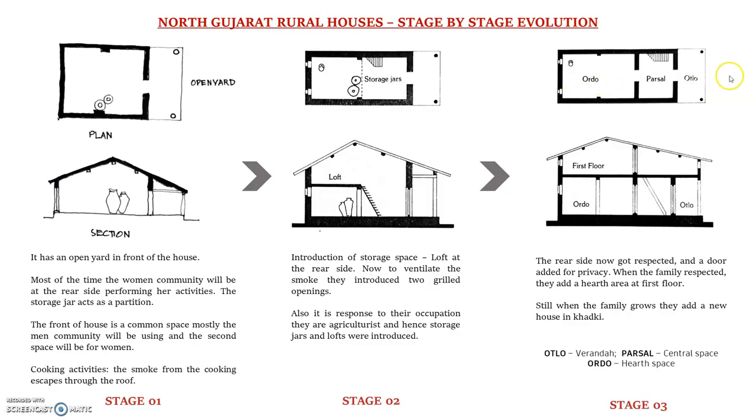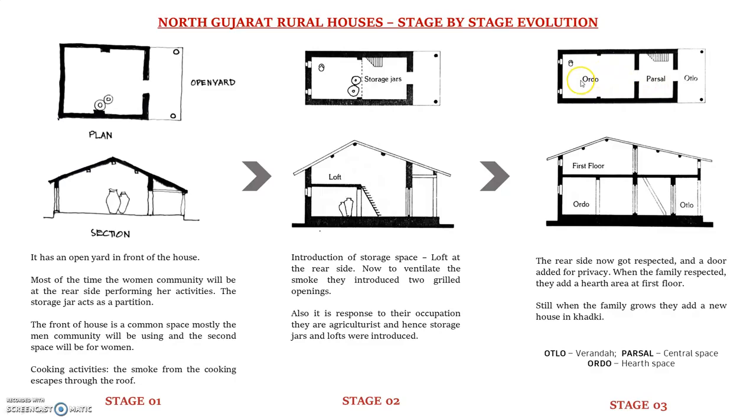So they had a very clear veranda space, and they call it the outlaw. And from there they will be having this semi-public space. Usually the men folk will be using the space fully, and even if a visitor comes into the house, they will be using this space only. They will come, use the space, and they will leave. So this ordo is the third space.